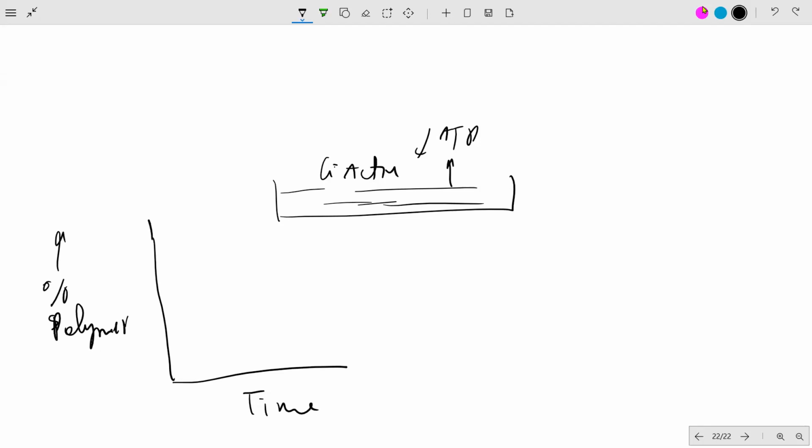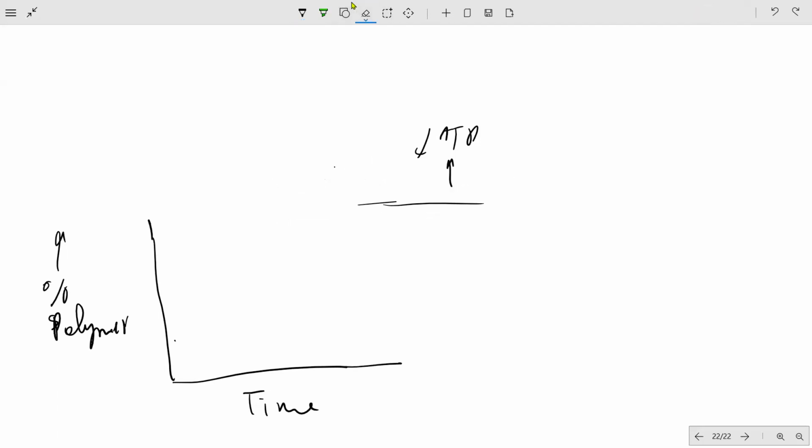So if we plot the graph, अगर हम इस ग्राफ को प्लॉट करें, we get this kind of structure. ये देखो, look at this, we get this kind of structure. We plot it on a graph. That means there are different phases. 3 phases can be seen.